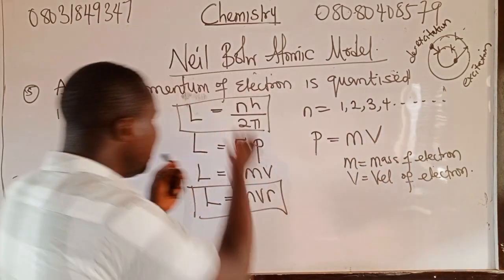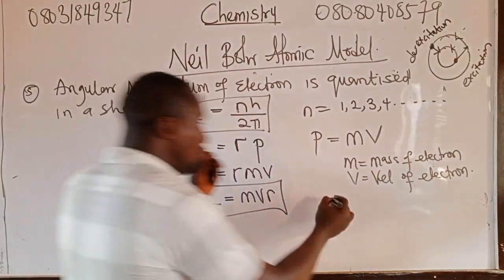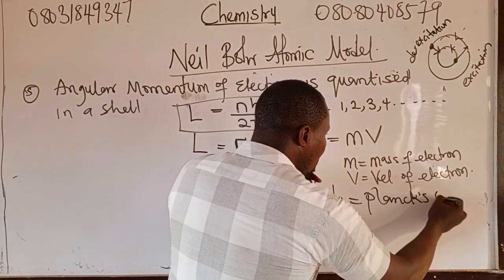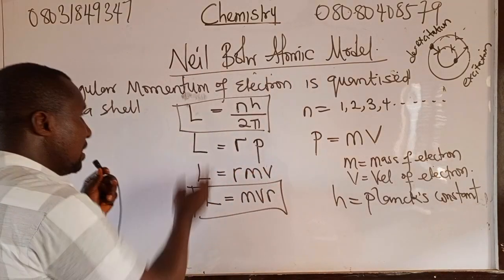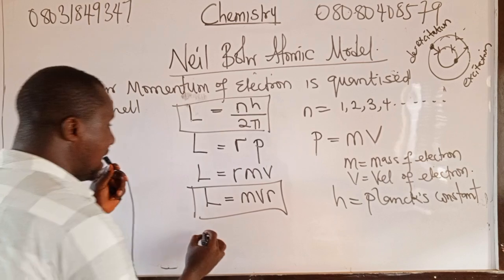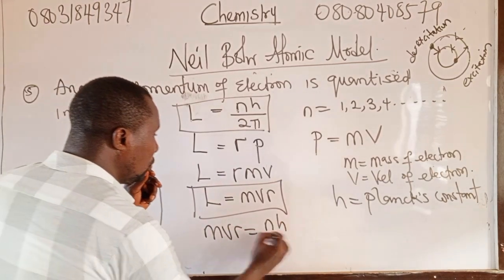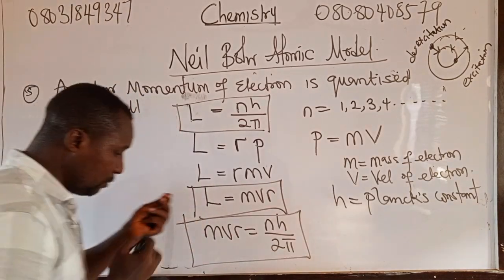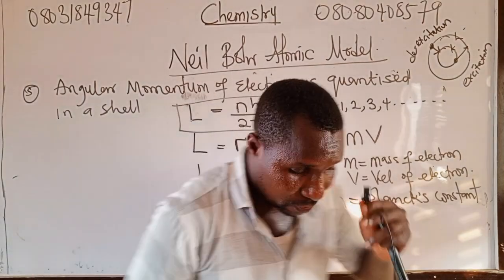And I can equate the two. Angular momentum equals nh over 2 pi, where h is the Planck constant. And L equals this, the same angular momentum. That means I can have mvr equal to nh over 2 pi. Take note of this formula, please, because I will play with it.